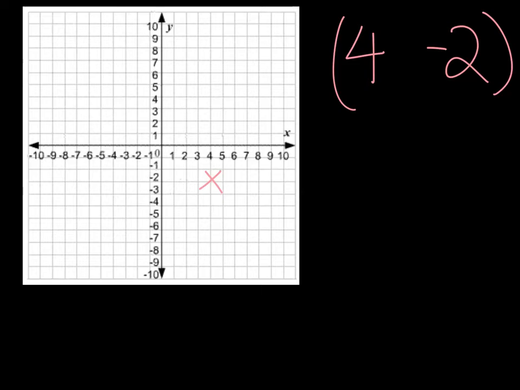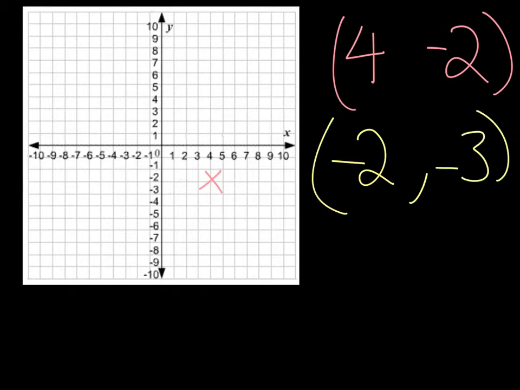Let's try another one. We could have -2, -3. So firstly, we go from the centre, we go -2, so it's left, across to -2, and then down to -3. And again, just make your mark.